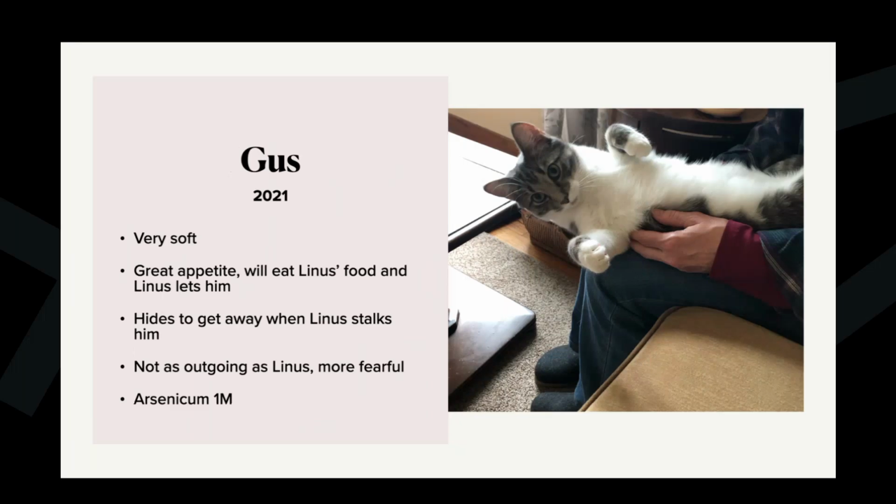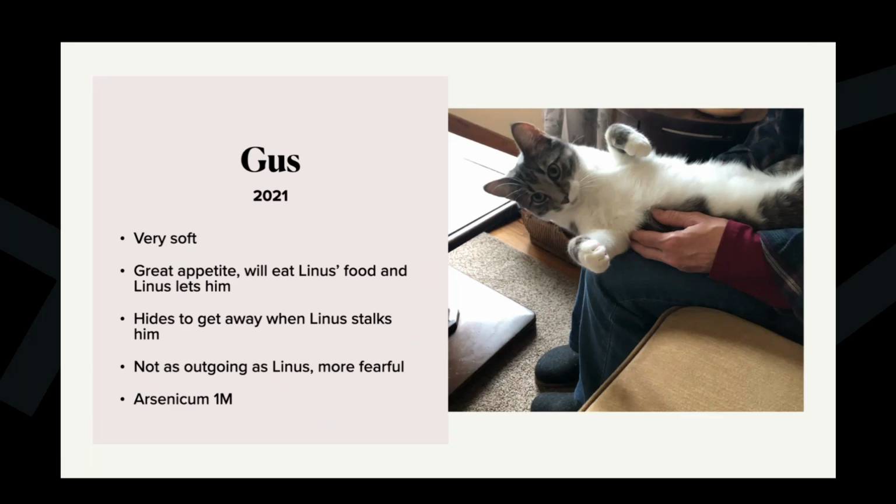So Gus is very soft, extremely soft, with a great appetite. This is interesting. I forgot to mention this with Theo and Jimmy, but it's the same thing. Phosphorus wants the other animal to feel very good, so they let them eat their food. And that's exactly what happens at my house too. I have to keep Theo away, or he will eat Jimmy's food, because Jimmy's like, okay, eating isn't as big of a deal. It's more, I want you to feel good because then I feel good too. So Gus will eat Linus's food and Linus lets him. He hides to get away when Linus stalks him. He tends to go under furniture.